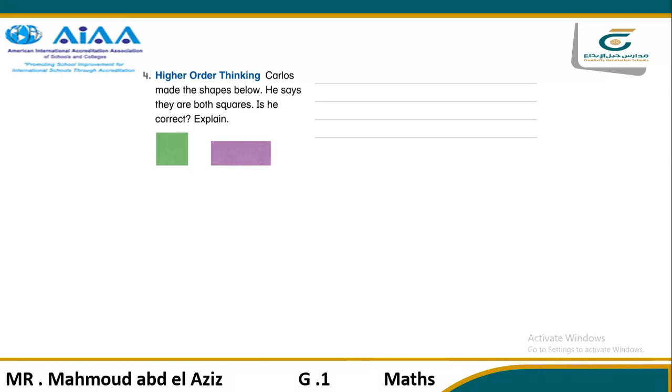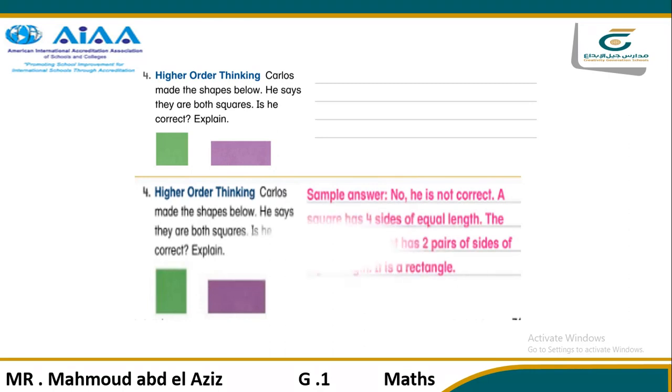With another question, Carlos made the shape blue. He says they are both squares. Is he correct? I want to explain. Are these two shapes squares? Yes or no? Of course, no. He is not correct. Why? Because a square has four sides of equal length. All four sides are equal in length. But the second shape here on the right has two pairs of sides of equal length. It's a rectangle, not a square. So it's a rectangle.